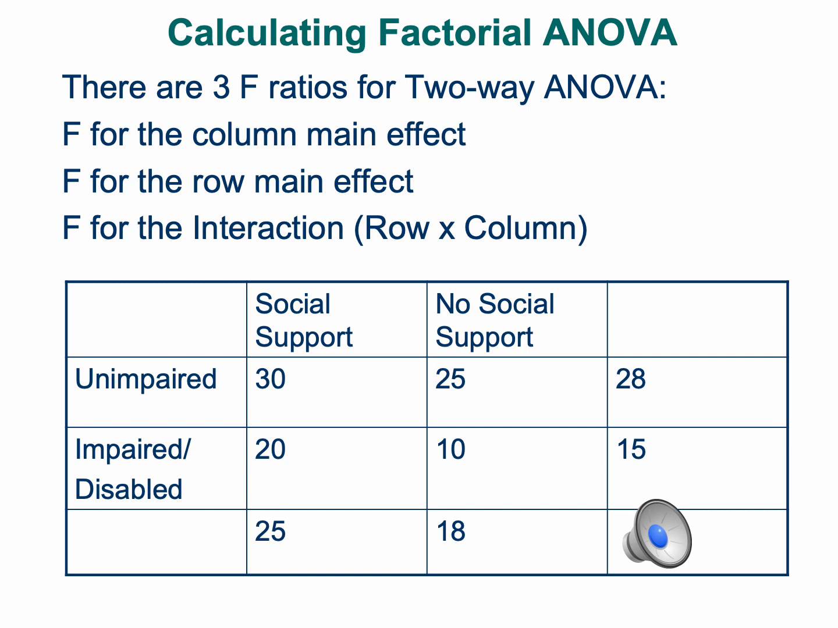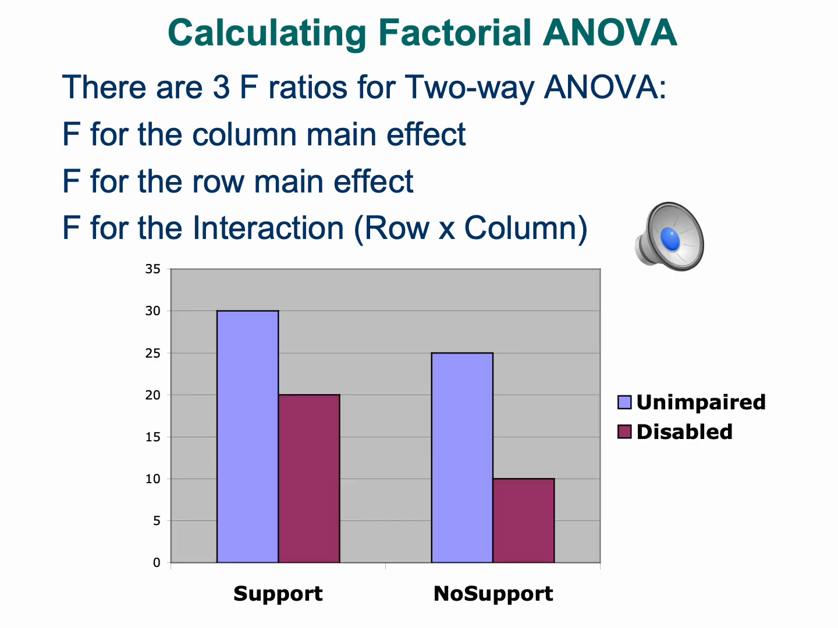So in this case you see here the old study of the patients who had traumatic brain injuries who were impaired or unimpaired, having high levels of social support or no social support. And what you're going to get is an F ratio for the column, which would be social support, an F ratio for the row main effect, which would be impairment level, and an F ratio for the interaction between social support and impairment level. Here you see the relationships in graphic form.